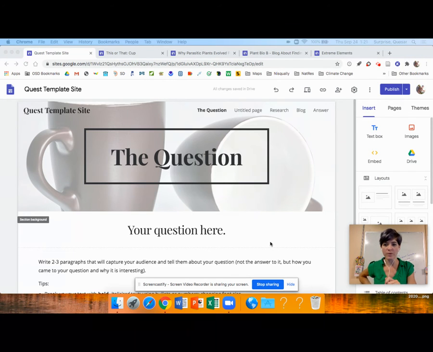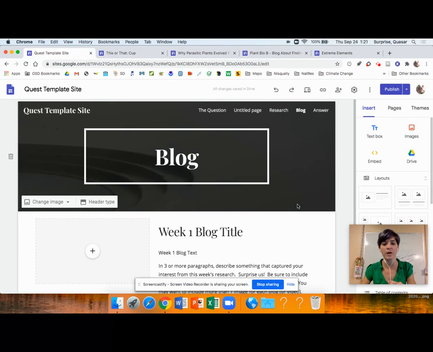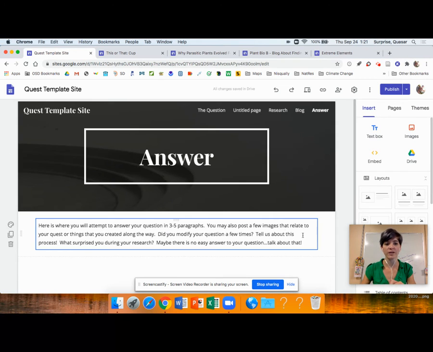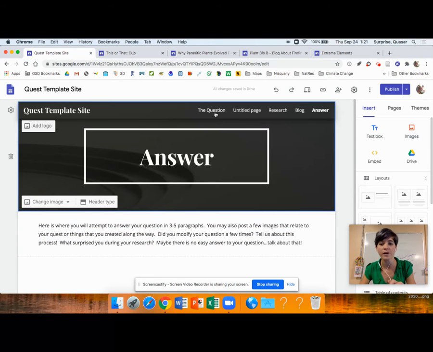So the Quest is an inquiry-based project where you, the student, choose a question that you want to explore through research. It starts with asking a really good question. Then we move on to documenting research, and we do that through the use of a concept map, and also taking notes on research. We communicate that research through a blog. We'll have semi-weekly blogs, and then you're going to be answering the question through an actual written answer, but also a project of some kind, like a physical representation of the answer to your quest.